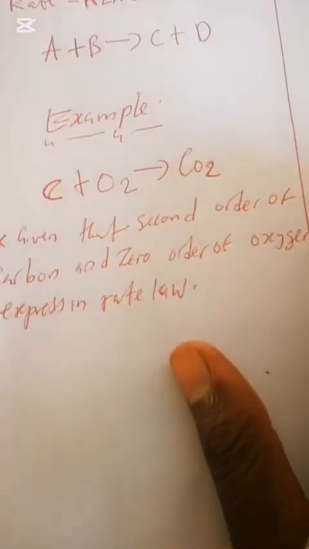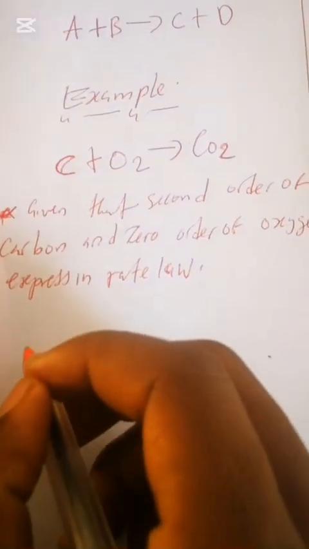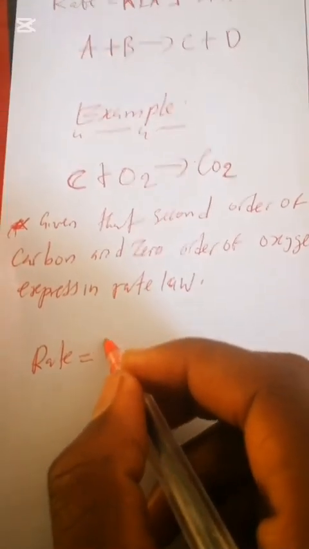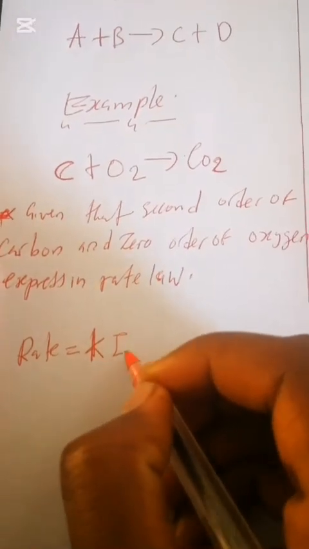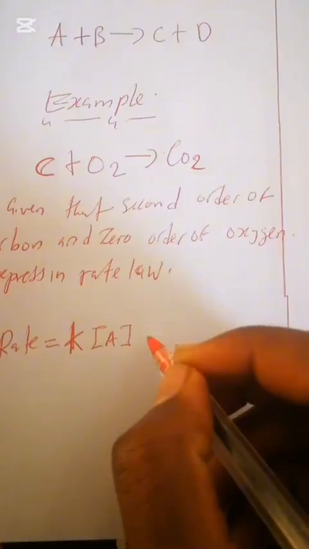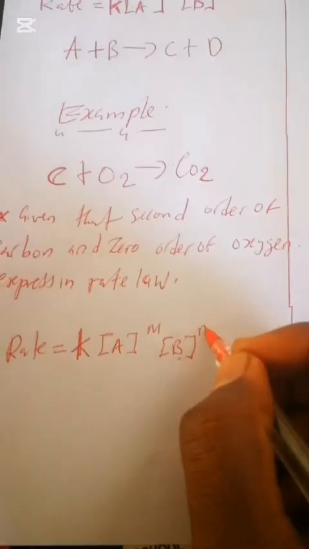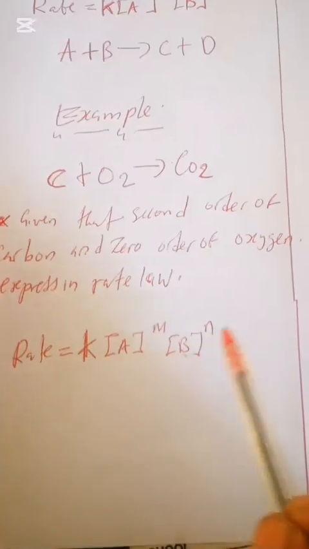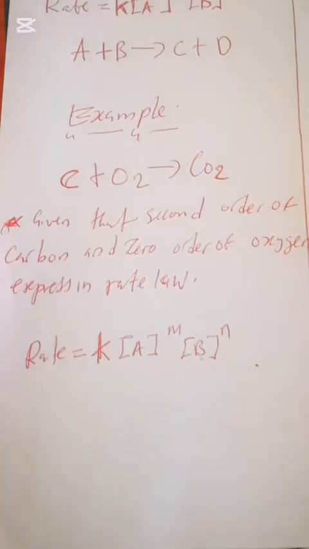So you need to know the formula. The formula is simple. Rate is equal to k, and it only deals with the reactants: k [A]^m [B]^n. That is the formula. M and N are reaction orders, and A and B are reactants.